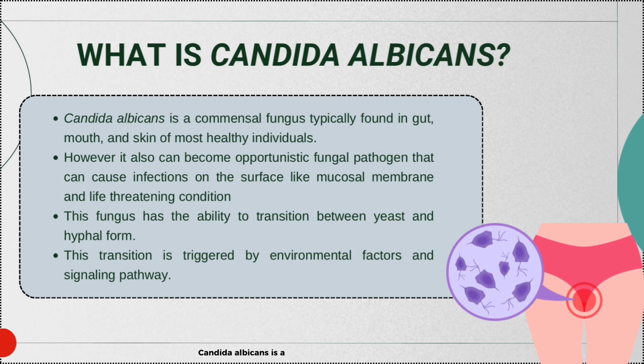Candida albicans is a commensal fungus typically found in the gut, mouth, and skin of most healthy individuals. However, it can also become an opportunistic fungal pathogen that can cause infections on the surface, like mucosal membranes, and can also cause life-threatening conditions. This fungus has the ability to transition between yeast and hyphal forms. This transition is triggered by environmental factors and signaling pathways.